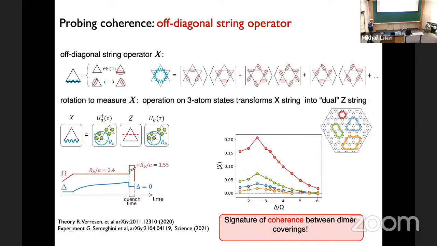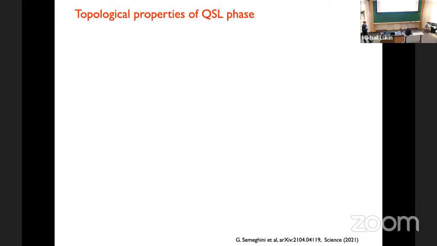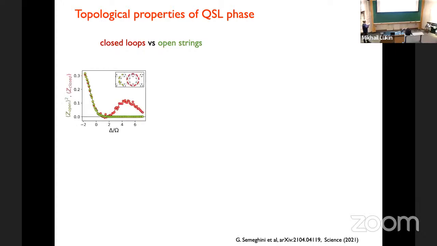But now, how can we use these tools to really check if we have a spin liquid or not? In order to do it, we study topological properties of this system. In particular, what we do is we compare closed loops and open strings. And this is maybe the best signature that we have seen of the spin liquid. So specifically, if you look, for example, at loops of comparable system size, if the loop is open versus closed, you see quite a dramatic effect.